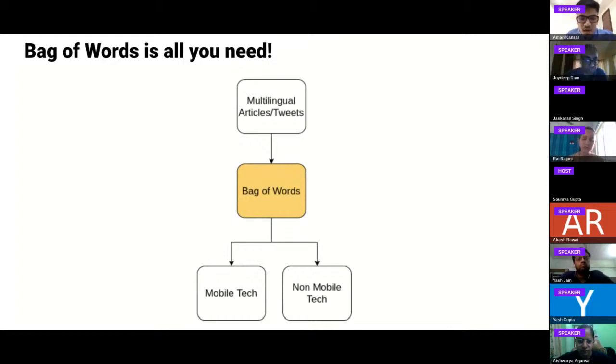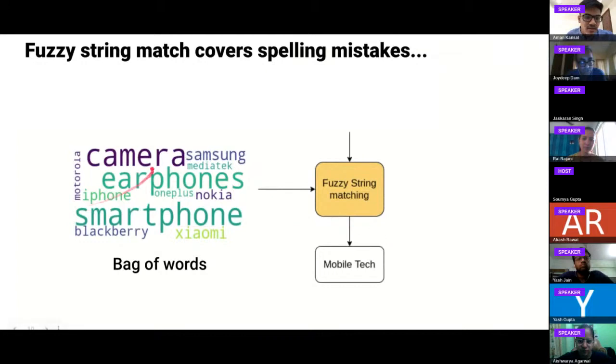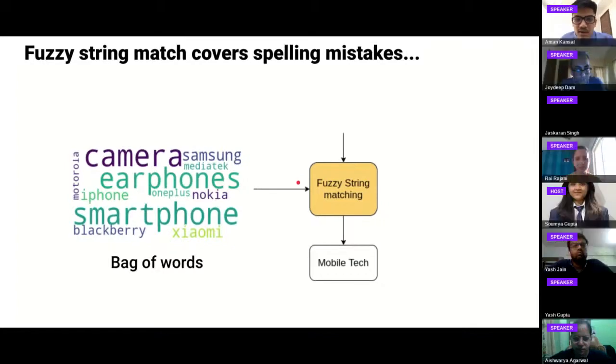We had a bag of words like company names, Samsung, MediaTek, BlackBerry, and also some generic names like smartphone, camera, earphones, things like that. What we used was not an exact string match, but a fuzzy, or approximate, string match based on Levenshtein distance, so as to factor in any spelling mistakes that were there.